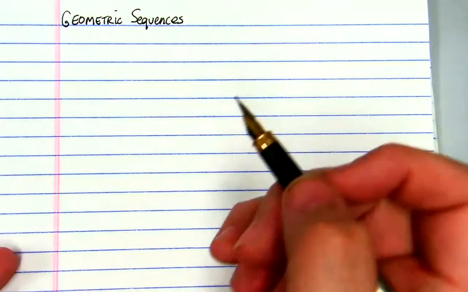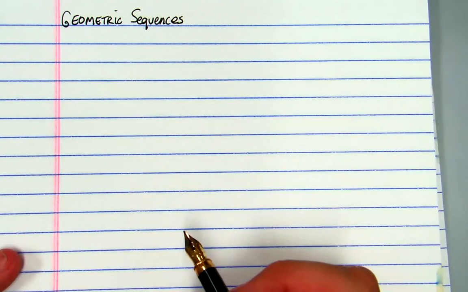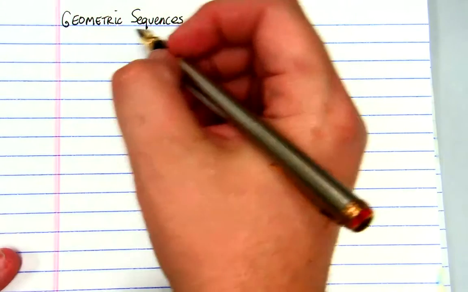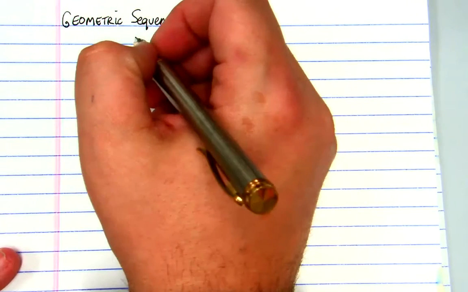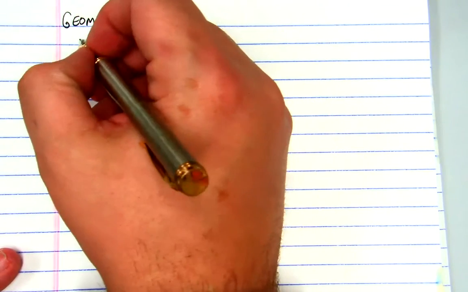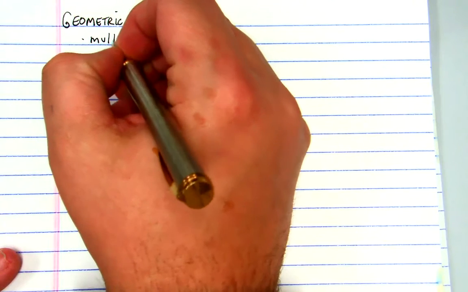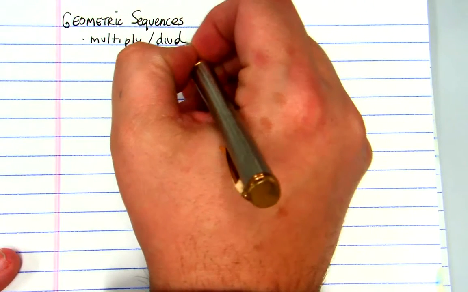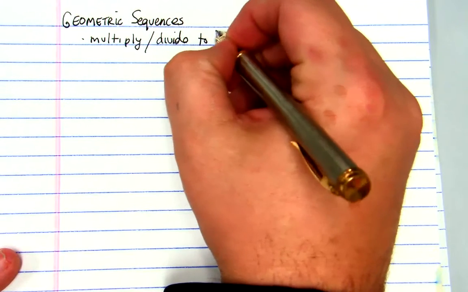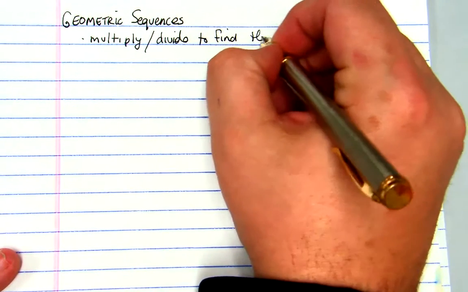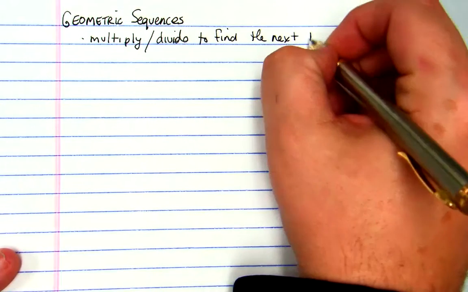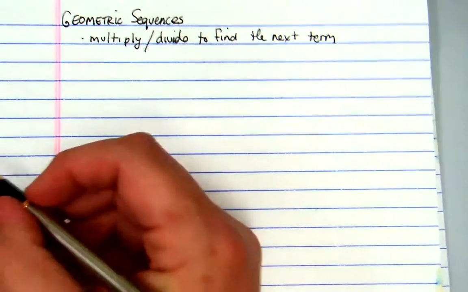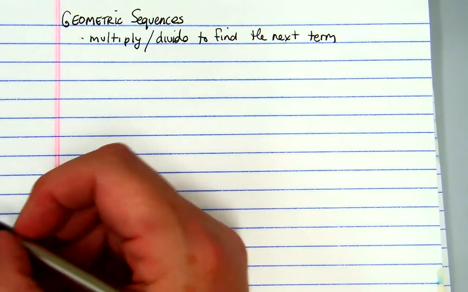A geometric sequence is different than an arithmetic sequence because we're going to be multiplying or dividing to find the next term. So you multiply or you divide to find the next term.